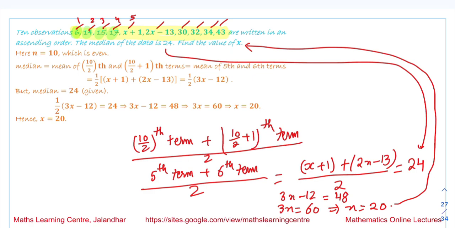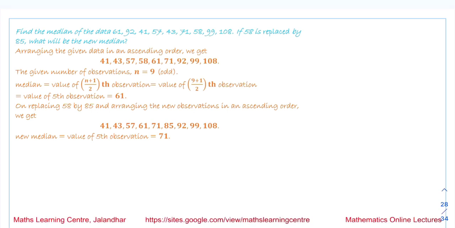Now the next is find the median of the data. 61, 92, 41, 57, 43, these values are given. If 58 is replaced by 85, what will be the new median? So we arrange these terms in ascending order, and we have arranged them in this form. Now there are total n terms over here. So the formula we have is the n plus 1 by 2th observation. So it is the 5th observation, and the 5th observation is 61. So 61 is the median.